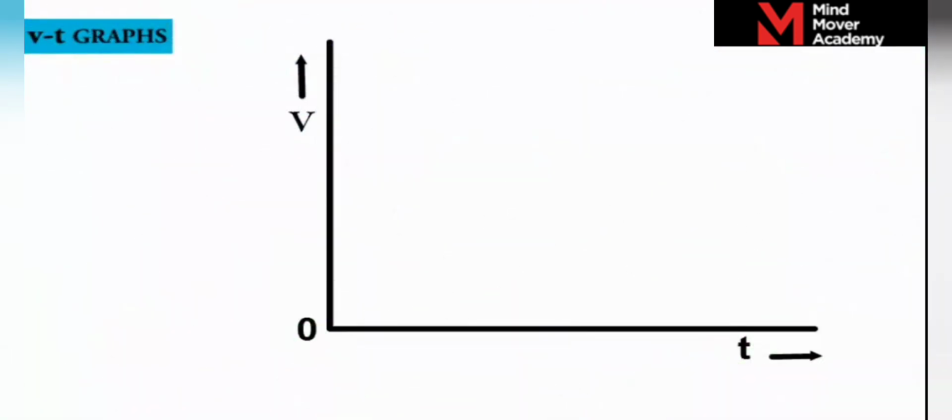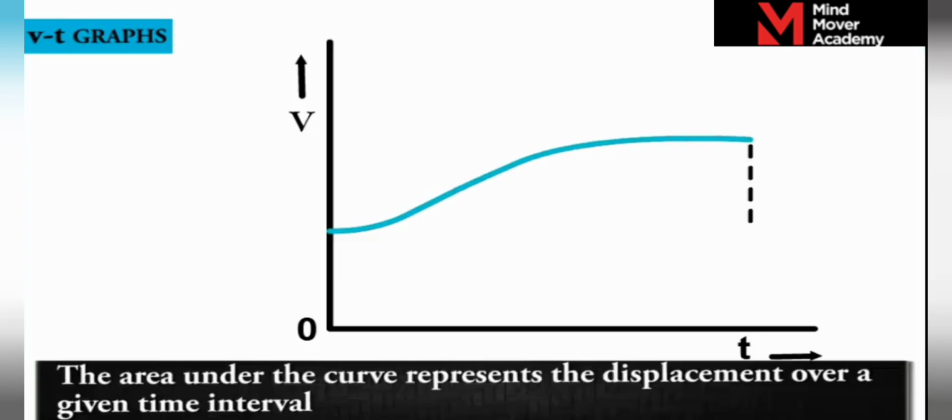Note an interesting feature of a velocity time graph for any moving object: that the area under the graph represents the displacement over a given time interval.